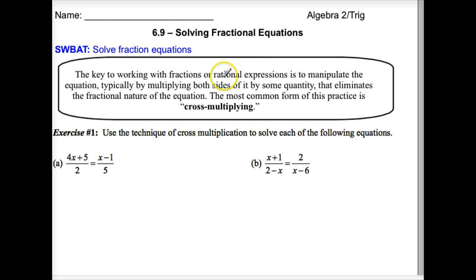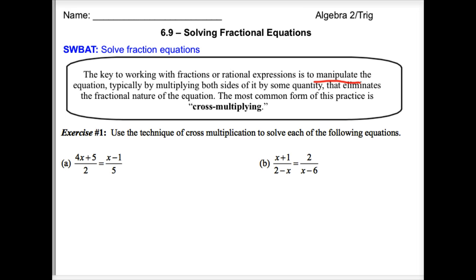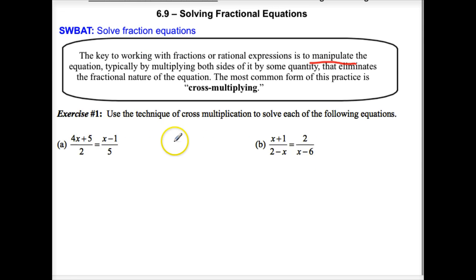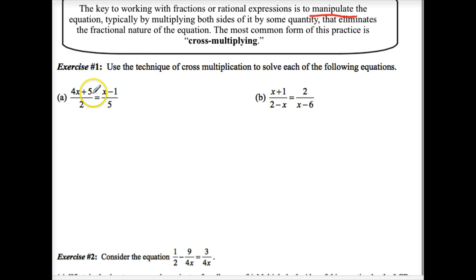The key to working with fractions or rational expressions is to manipulate the equation by typically multiplying both sides of it by some quantity that eliminates the fractions. The first exercise we're going to talk about is cross multiplying, which we all know what that means. So the first example, cross multiply means this.